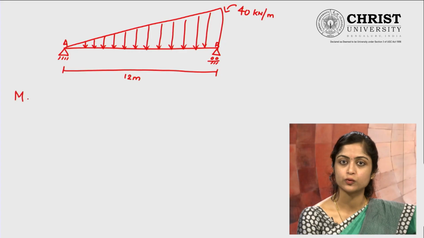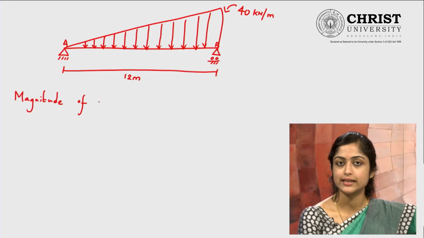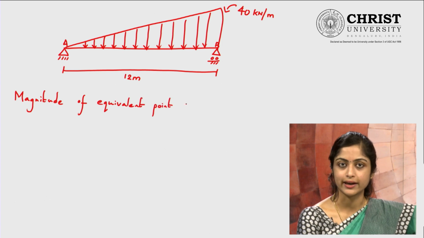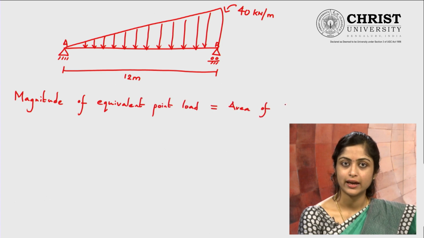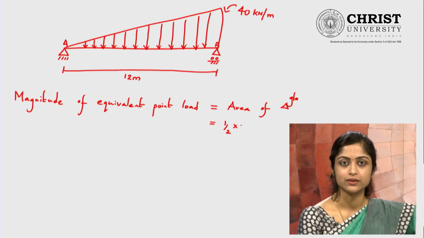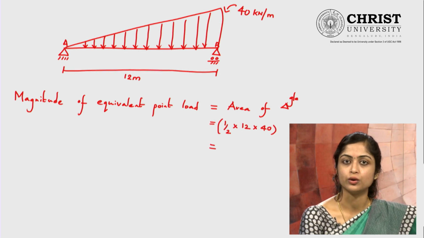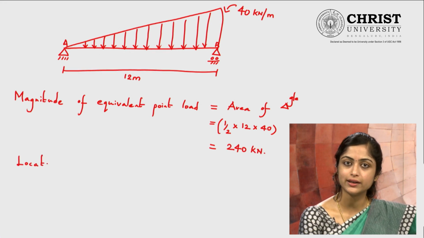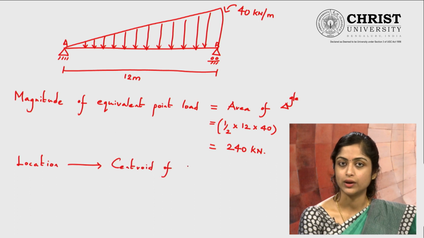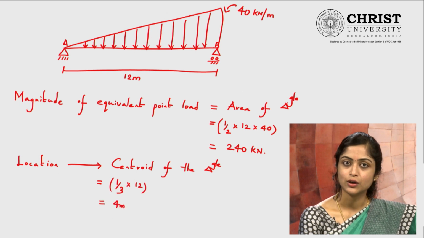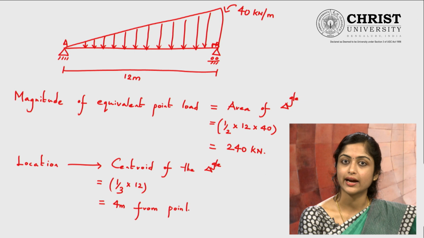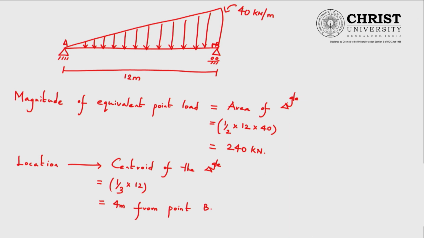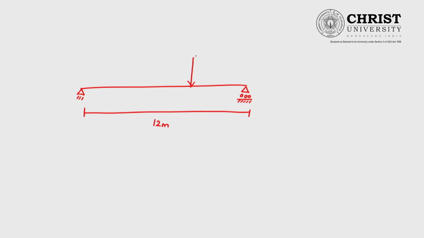The magnitude of the corresponding point load is equal to the area of the triangle, that is half into 12 into 40, which is equal to 240 kilonewton acting downwards. The position at which the equivalent point load will act is equal to the centroid of the triangle, that is 1/3 of 12 meters from the right angled end. So in this case, the load will act at a distance of 4 meters from point B.